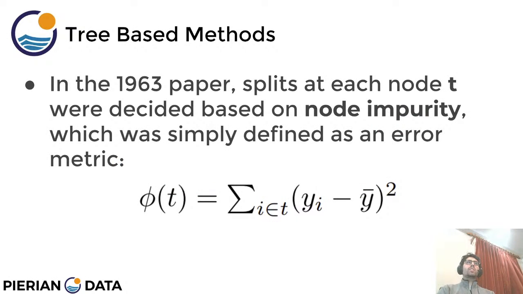So in that 1963 paper, they decide the splits at each node based on what they called node impurity. And it was actually just defined as an error metric. It was essentially the difference between my output versus my predicted output, squared. And this is very similar to root mean squared error or mean squared error, etc.